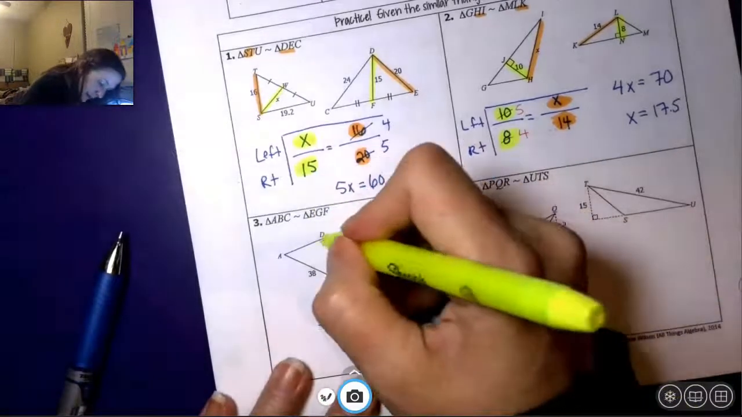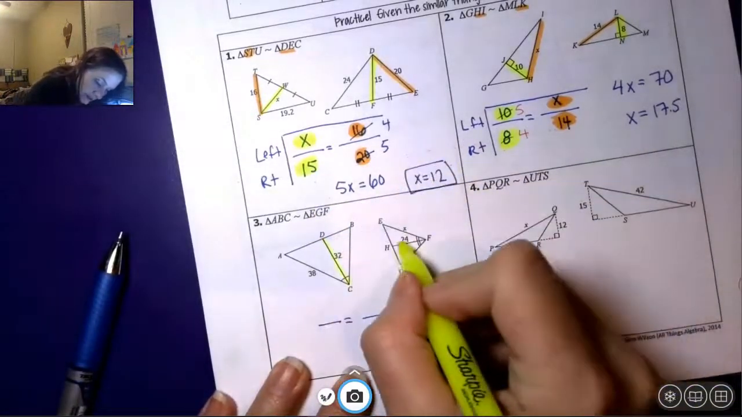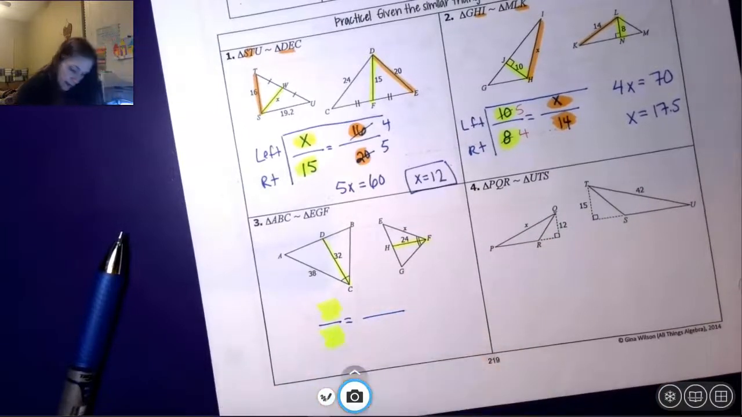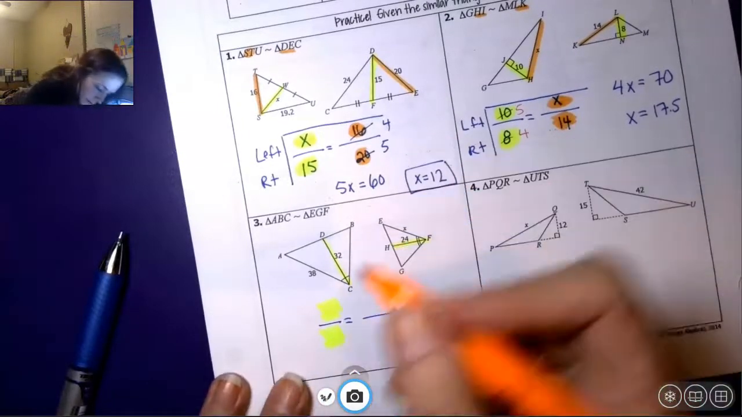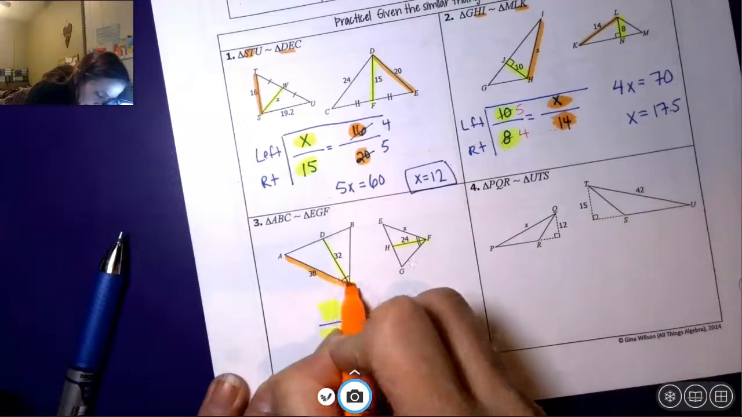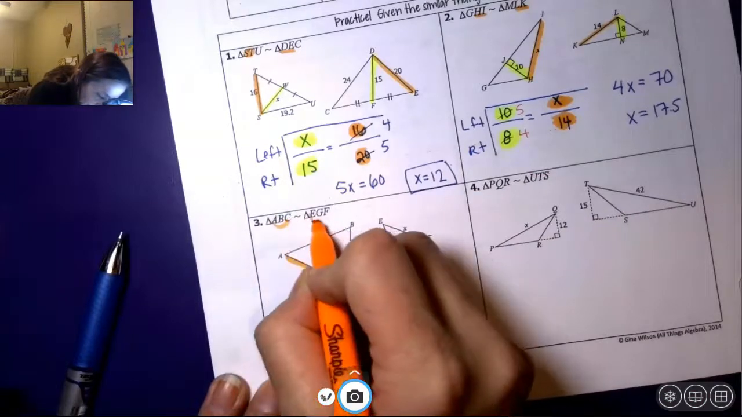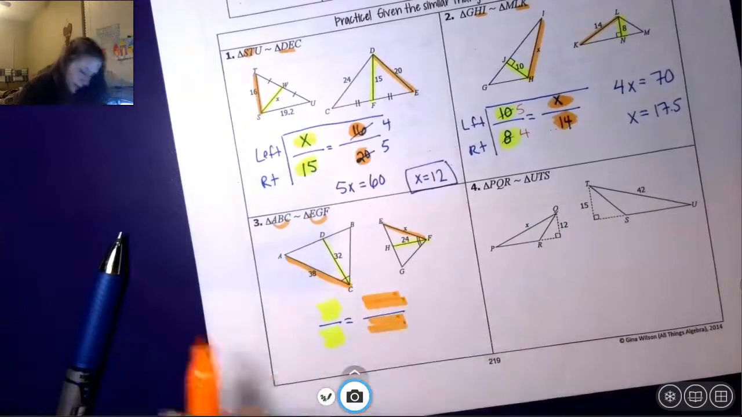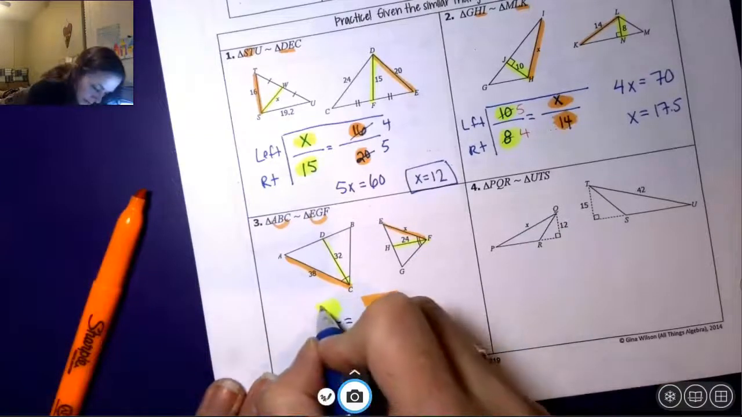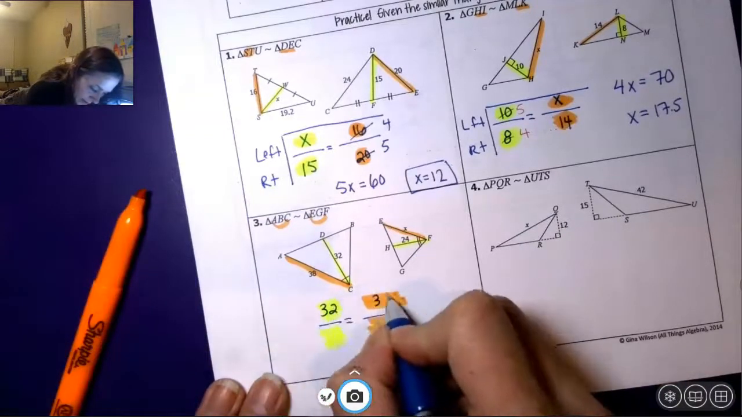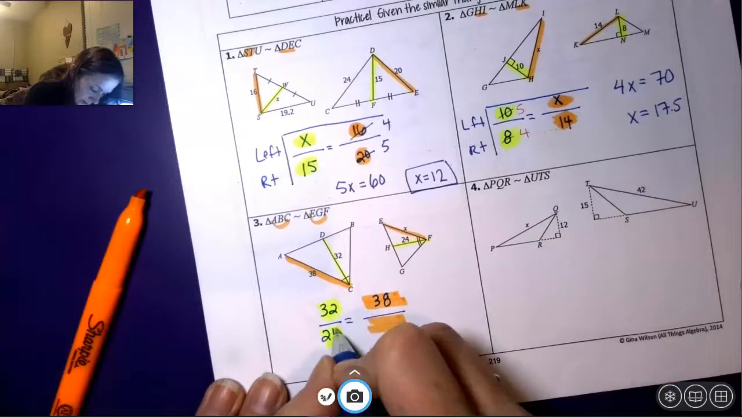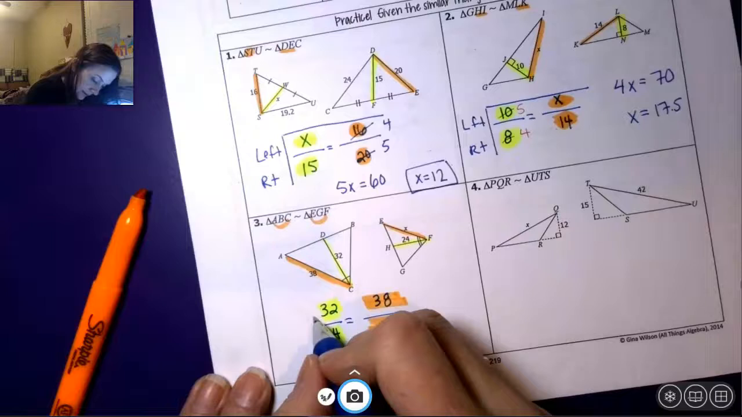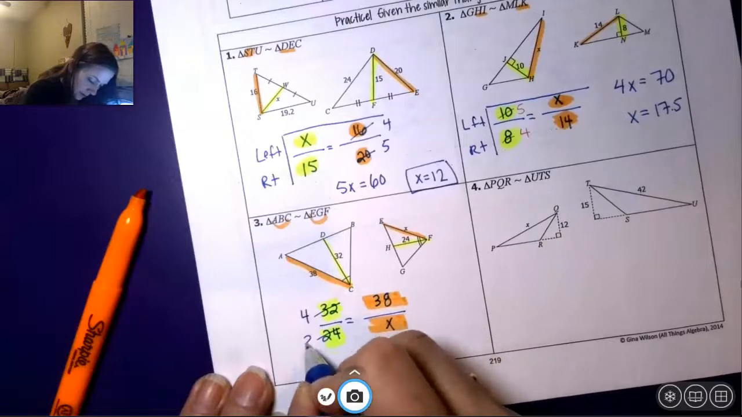Again, you may not have to use the highlighters, but if you start making mistakes, a highlighter is definitely the place to start. I'm going to use this: 38 is AC, so EF is this piece over here. That's my setup. I'm going to do 32 and 38, 24 and x, divide by 8. I get 4 over 3.